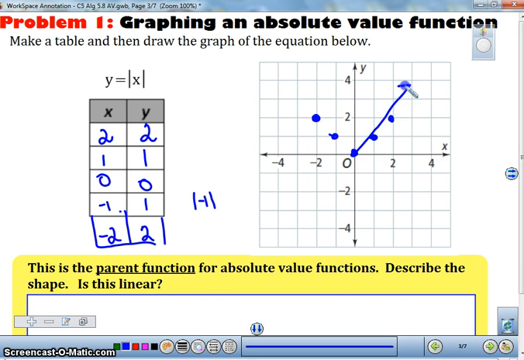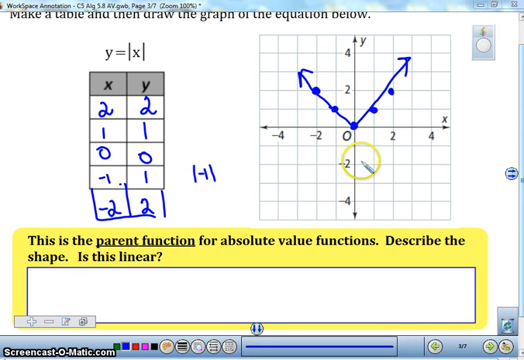And what happens with absolute value is you always get this nice V shape. It is like putting two lines together. So this is our parent function for absolute value. Can we describe the shape? And then is it linear? So our shape, we would say, is V. It's a V shape. And really these both go on forever and ever. So it's a V-shaped graph.